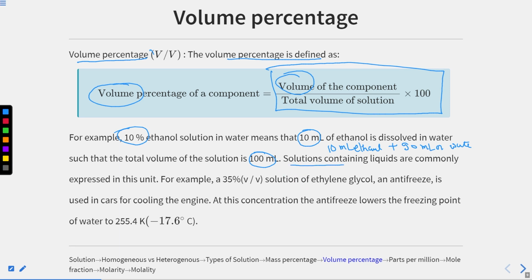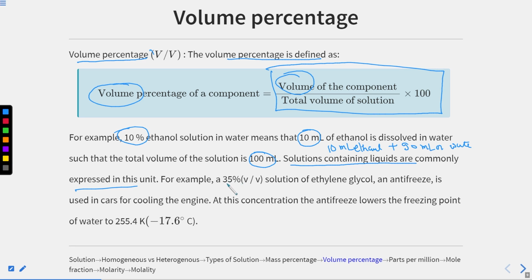Solutions containing liquids are commonly expressed in this unit. The mass percentage I was talking about is usually used for multi-component or multi-phase solutions, more specifically when the solution also has a solid in it, or a gas in it, or a liquid in it. For that we use the mass percentage. But for a liquid solution, the volume percentage is more appropriate.